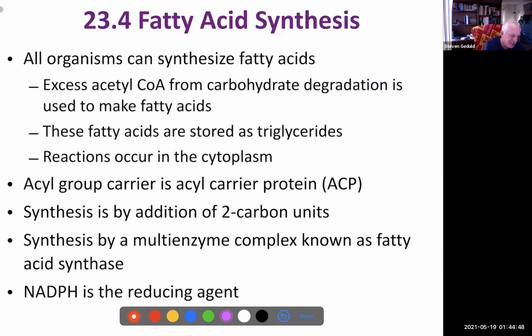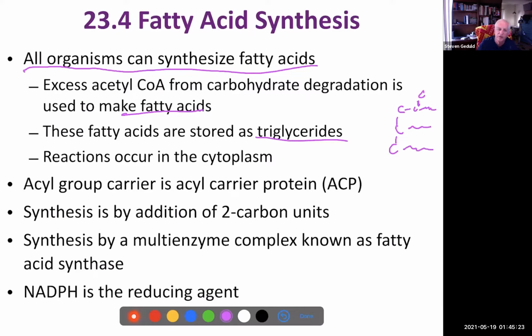Okay? Fatty acid synthesis. We talked about fatty acid breakdown. Fatty acid breakdown makes a lot of ATP. That's how we store energy, in our fatty acids. So all organisms can synthesize fatty acids. Excess acetyl coenzyme A from carbohydrate degradation is used to make fatty acids. Fatty acids are stored as triglycerides. Remember, glyceride is 3 carbons, and your long chain fatty acid is stored onto each of those 3 carbons. There's 3 of them. The reaction occurs in the cytoplasm of the cell.